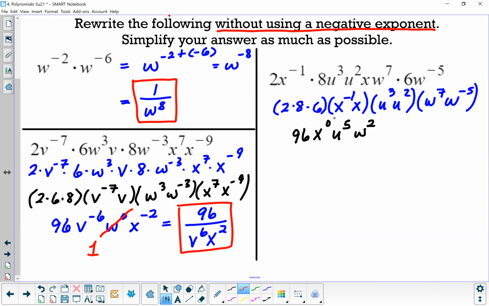Okay, you want to simplify this further. The x to the 0 equals 1. So 96 times 1 is 96. And just bring down the u to the 5th and w squared. We don't need to do anything further with them because the exponents are positive.